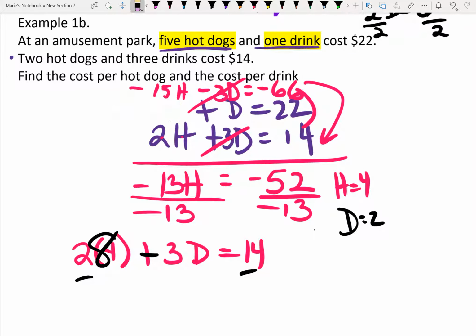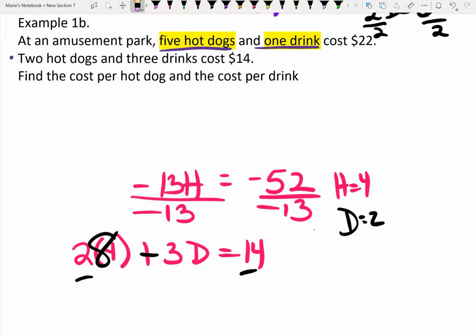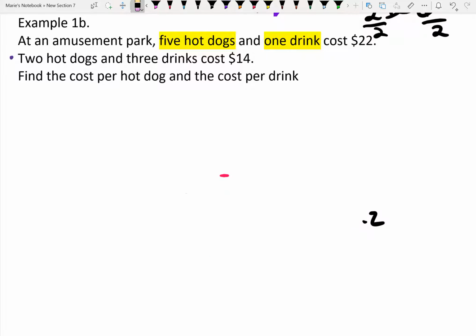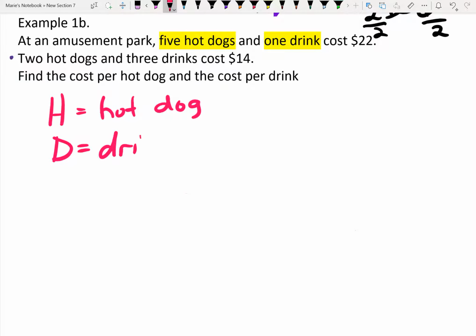And so if you want to try it first, pause the video, and then you can work it out, and then restart the video and look at the answer and see if you got the answer correct. And that's the beauty of having a recording, right? Okay, so again, our variables as you read the question is still hot dogs and drink. So H for hot dog, and D for drink. Okay, so now you have your variables.